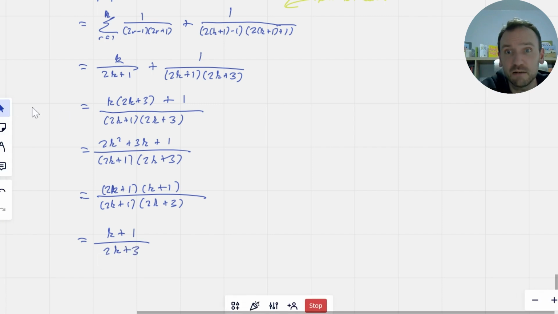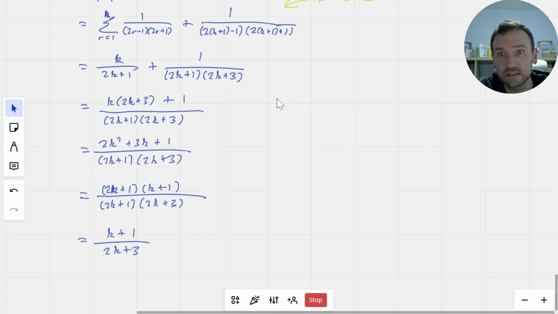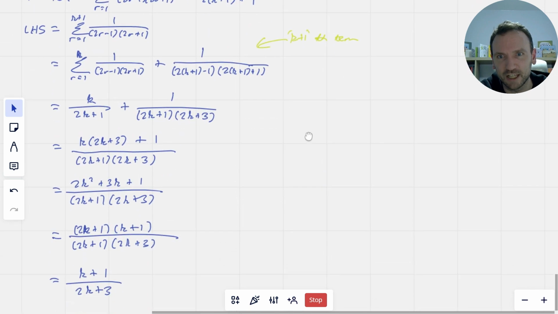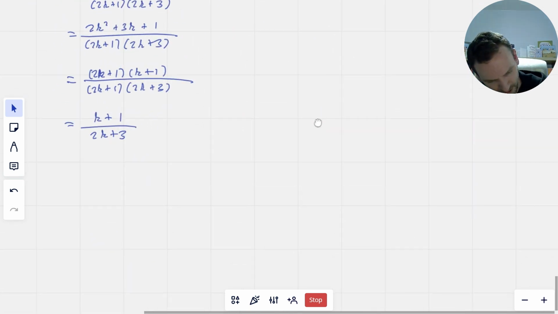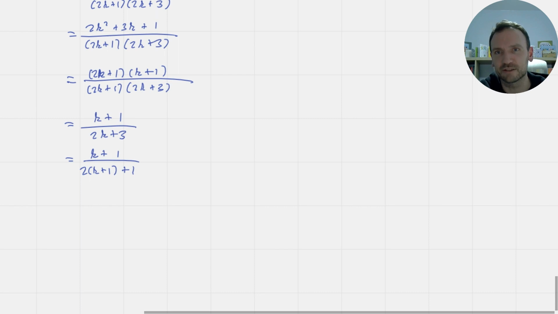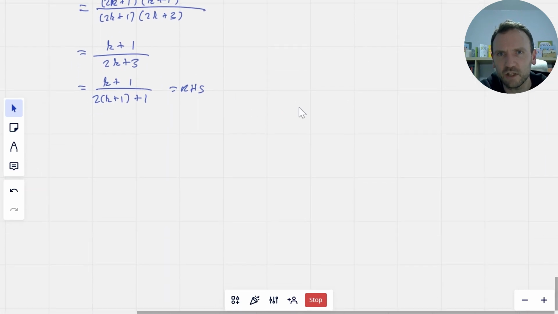We're almost there. Let's go back to our target and see what we're hoping for. We're hoping for k plus 1 over something, and we've got that, and we just need to rewrite our denominator to explicitly have n replaced with k plus 1. So that denominator, we're just going to write as k plus 1 over 2 brackets k plus 1 plus 1, and that's the form we wanted, the right-hand side of our target. So we managed to show that, that's the RHS there. Okay, so the only thing we need to do now is conclude.